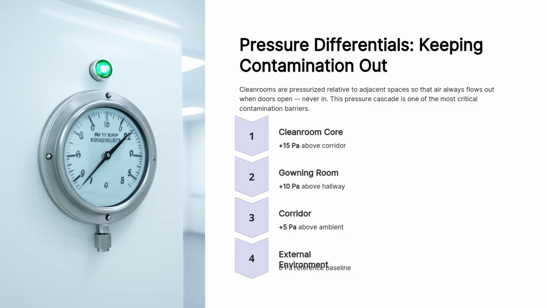The cleanroom core is pressurized at plus 15 pascals above the corridor, the gowning room at plus 10 pascals above the hallway, and the corridor at plus 5 pascals above ambient. This pressure cascade ensures air flows outward, safeguarding the environment.